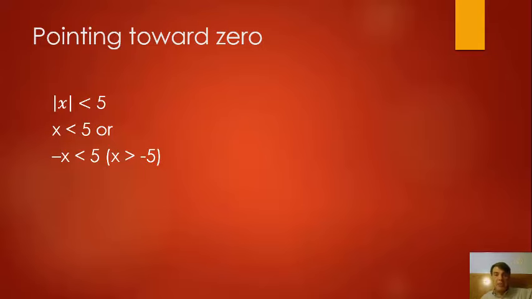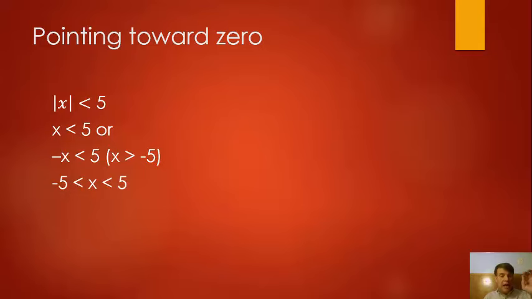This is something from the absolute value video. When you multiply by a negative number, the sign flips. So if I multiply negative x by negative 1, a negative times a negative is a positive. That gets rid of the negative in front of the x. And negative 1 times 5 is negative 5. So I end up with x is greater than negative 5 because the sign flips. When you multiply by a negative, the sign flips. And so here I have my answer.